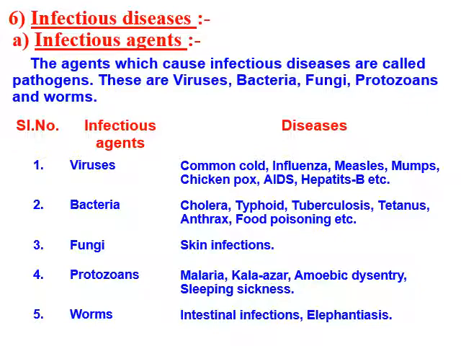Now, some of the diseases caused by these pathogens: viruses cause common cold, influenza, measles, mumps, chickenpox, AIDS, hepatitis B, etc. Bacteria can cause cholera, typhoid, tuberculosis, tetanus, anthrax, food poisoning, etc. Fungus can cause skin infections. Protozoans cause malaria, kala-azar, amoebic dysentery, sleeping sickness. Worms can cause intestinal infections and elephantiasis.